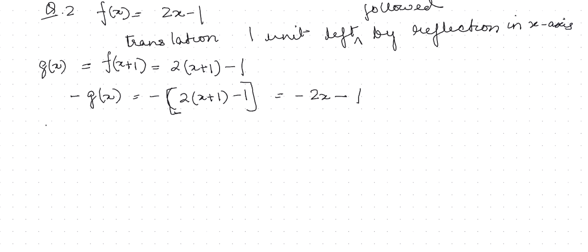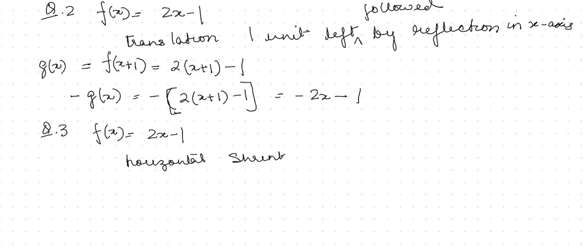Now one more part for this. If f of x is given as 2x negative 1, the question here is a horizontal shrink by a factor of 1 by 3, followed by translation 5 units up.